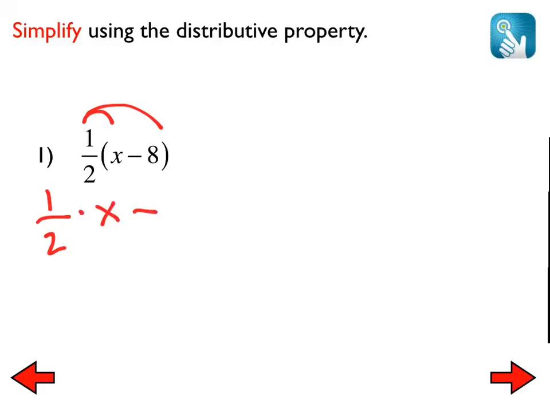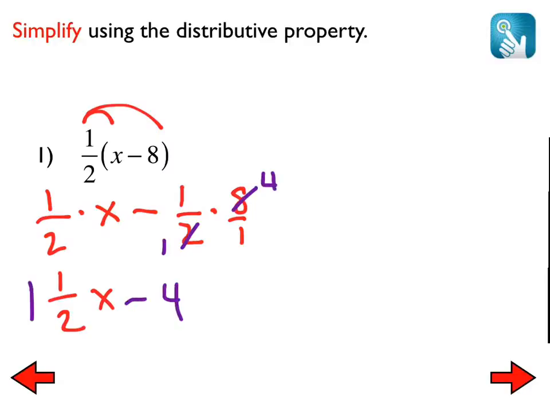1/2 times x minus 1/2 times 8. You can put these over 1. And then obviously this will be 1/2 x. And if you can't do this part in your head, then you might want to show your cross dividing here. And then this will end up being just minus 4. Okay? Any questions about number 1? Alright, let's look at number 2.